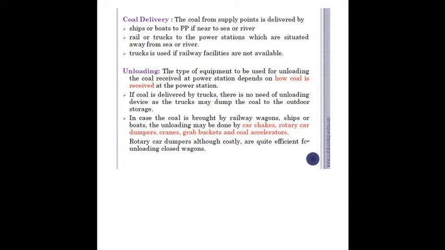The second step is unloading. The type of coal unloading equipment used in the plant depends upon the type of outplant handling mode, as road, rail or ship. If the coal is delivered by truck, there is no need of an unloading device as the truck may dump the coal to the outdoor storage, and coal is easily handled if lifting trucks with scoops are used.